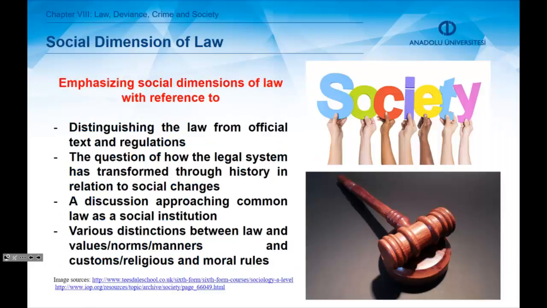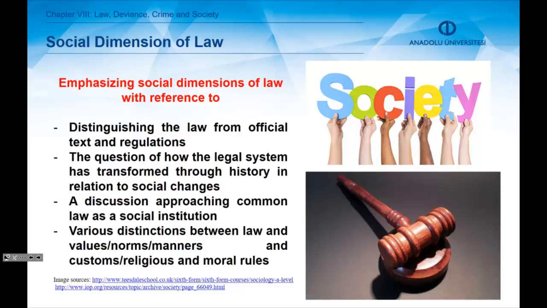First of all, explaining the social dimensions of law. This chapter, chapter 8 of Introduction to Sociology, underlines the significance of examining the concept of law in social context. It also underlines that understanding the interaction between society and the law is a crucial subject in the sociology of law. By approaching the concept of law as a social phenomenon, the chapter distinguishes it from an understanding of law that's purely associated with regulations and its official interpretations like constitution.